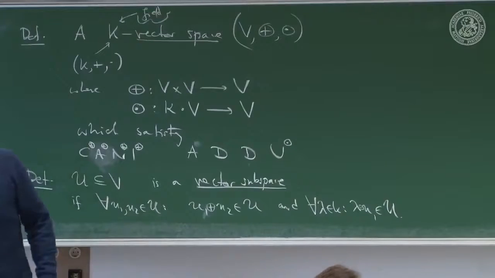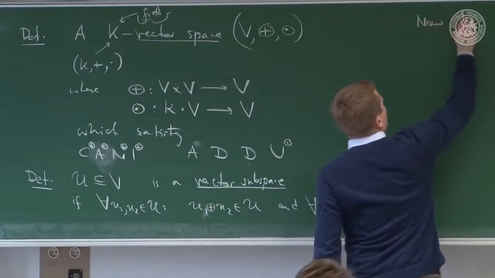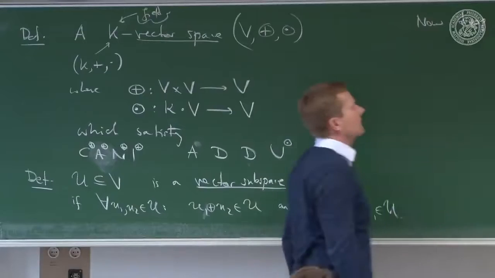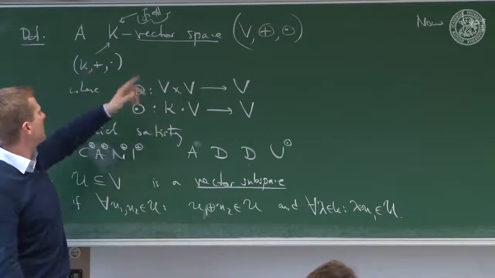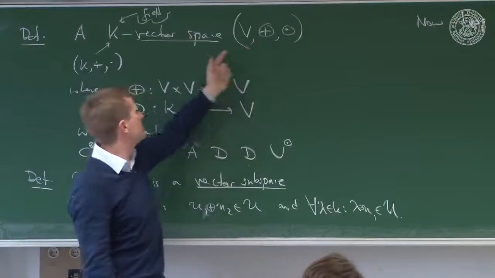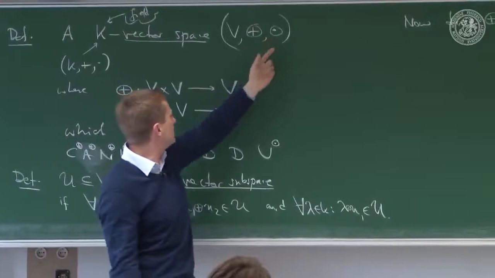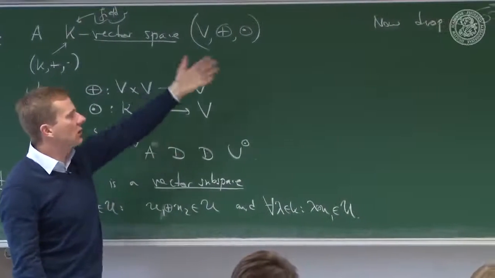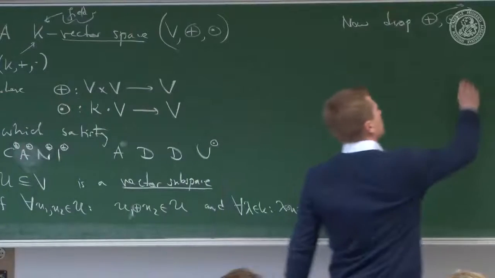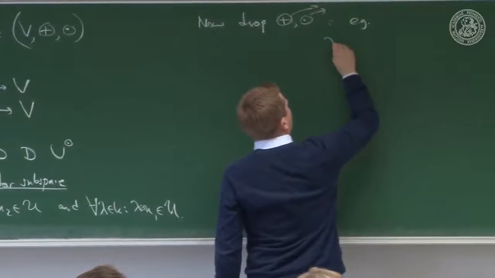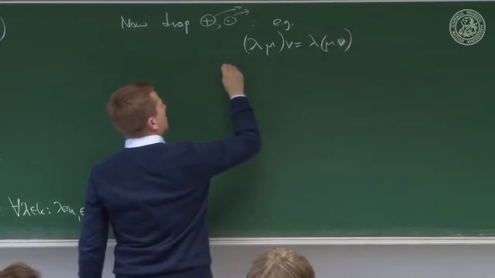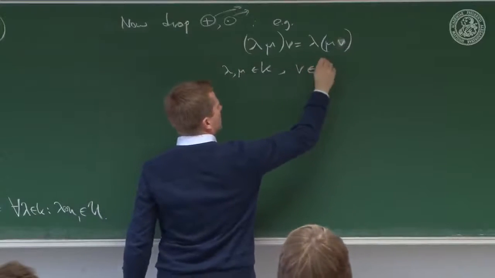Okay? So from now on, drop the circles. We drop the circles, we write plus between vectors, but we must always know: is it the plus between elements of the underlying field, or is it the plus between vectors? Is it the multiplication of two K elements, or is it the S multiplication of a K element with a V element? We can drop the circs, because the expression always tells you what it is. So for instance, e.g., you have lambda mu v is lambda mu v, where lambda and mu are from the underlying field and v is from the vector space.